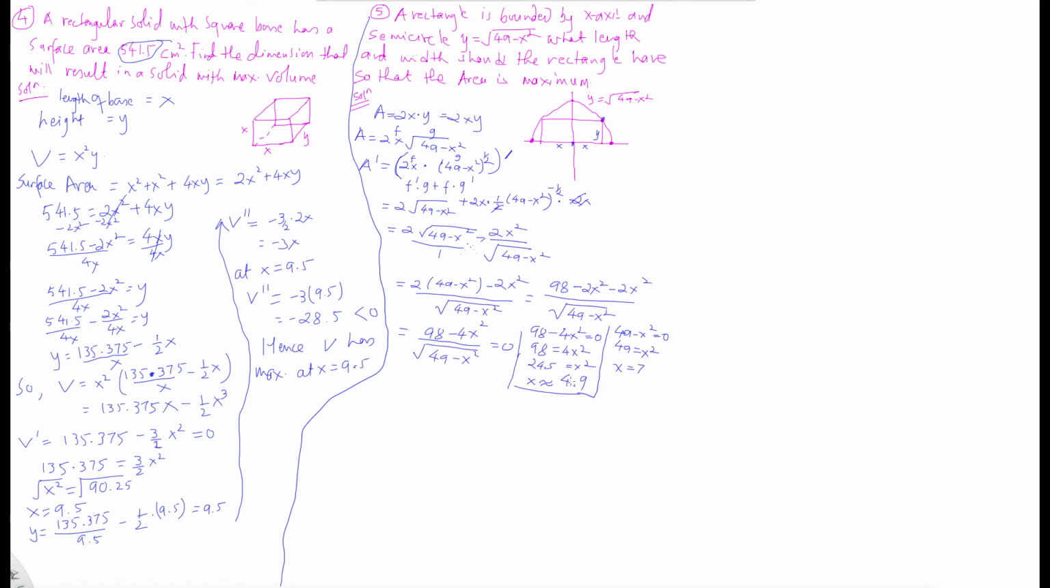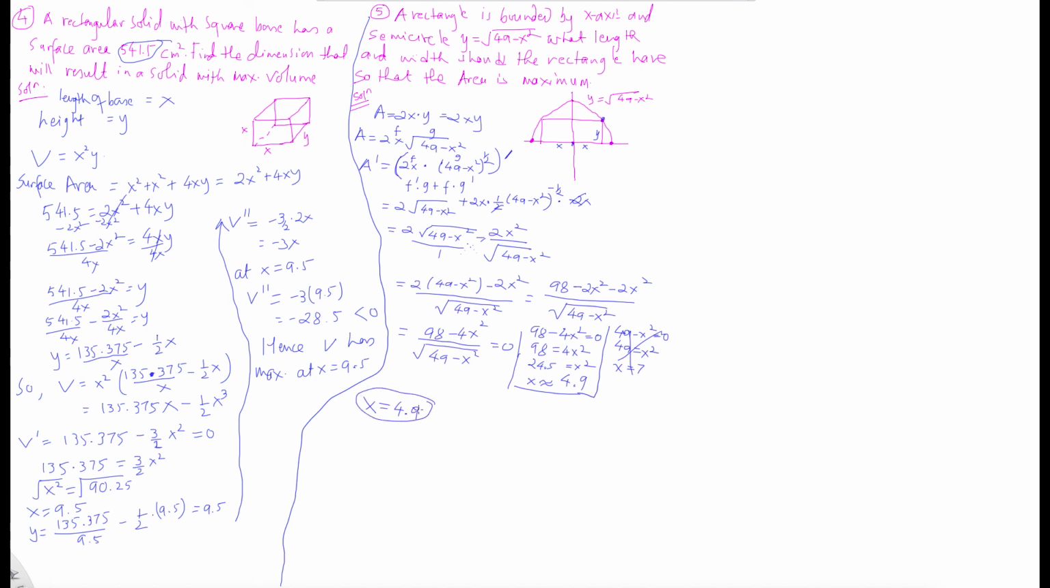So when x is 4.9, what will be y? y will be the root of 49 minus 4.9 squared, right? And if x equals 7, y will be 0. So it is not a good idea, because when x equals 7, y equals 0. When y is 0, the width is 0, so the area will be 0, because area is length times width, right? So we ignore that value. We just take 4.9. So we got x equals 4.9 as the critical value, right?